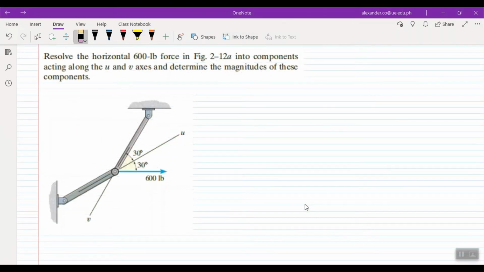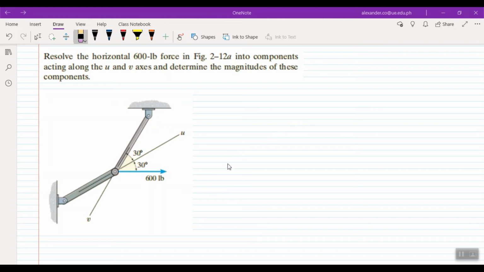Okay, so problem number 2. Question: resolve the horizontal 600 pounds force in this figure into components acting along the u-axis and the v-axis. Determine the magnitude of these components. Okay, so mainly the question is, ano ngayon yung component ng force U at force V? Ngayon, ang given, yung resultant na, 600. Yung unang problem natin, ang hinahanap yung resultant.